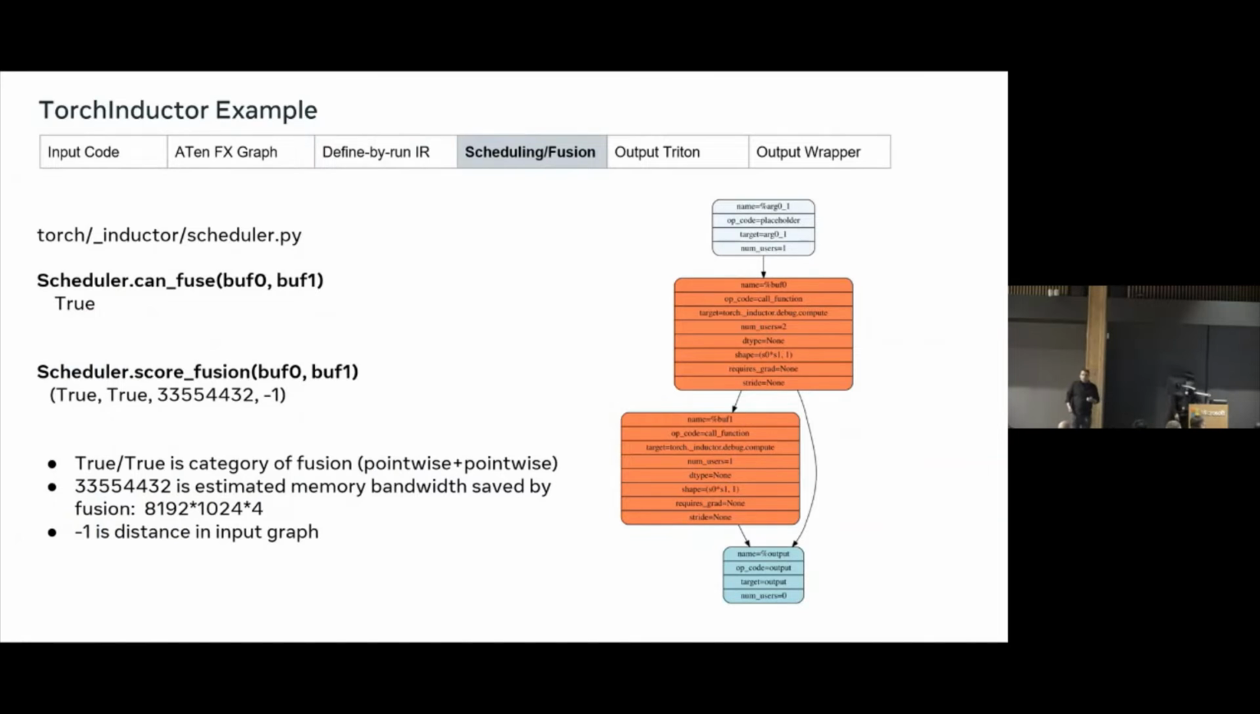The next phase is scheduling and fusing. Scheduling and fusing is basically when we decide what gets fused with what. There's sort of two key functions in the scheduler. There's can fuse, which basically says, is it legal to fuse two things?